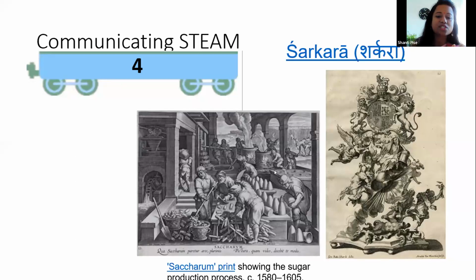So I just wanted to share with you that the left picture which you see is of 1580 to 1605, which shows how sugar was produced historically. That history is not very sweet. And surprisingly, sugar was used as a medicine, as a spice rather than as a sweetener. Later on, it started as a sweetener, but earlier it was used as a spice. Isn't it interesting? And the right hand side, what you see is actually sugar carving.